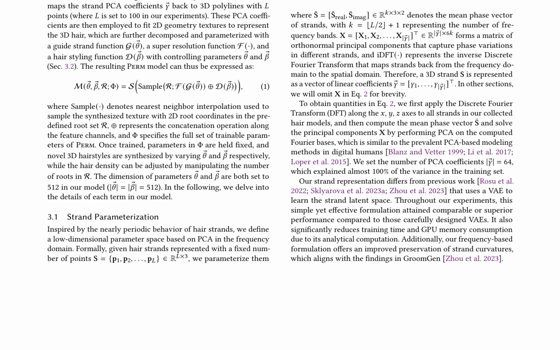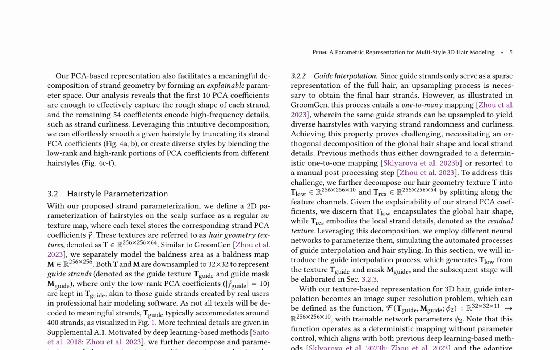to its analytical computation. The Perm method introduces a novel parametric representation for multi-style 3D hair modeling, leveraging principal component analysis, PCA, to decompose strand geometry into low-rank and high-rank portions. The first 10 PCA coefficients capture the rough shape of each strand, while the remaining 54 coefficients encode high-frequency details such as strand curliness. This decomposition forms an explainable parameter space, allowing for effortless smoothing of a given hairstyle by truncating its strand PCA coefficients or creating diverse styles by blending the low-rank and high-rank portions of PCA coefficients from different hairstyles.